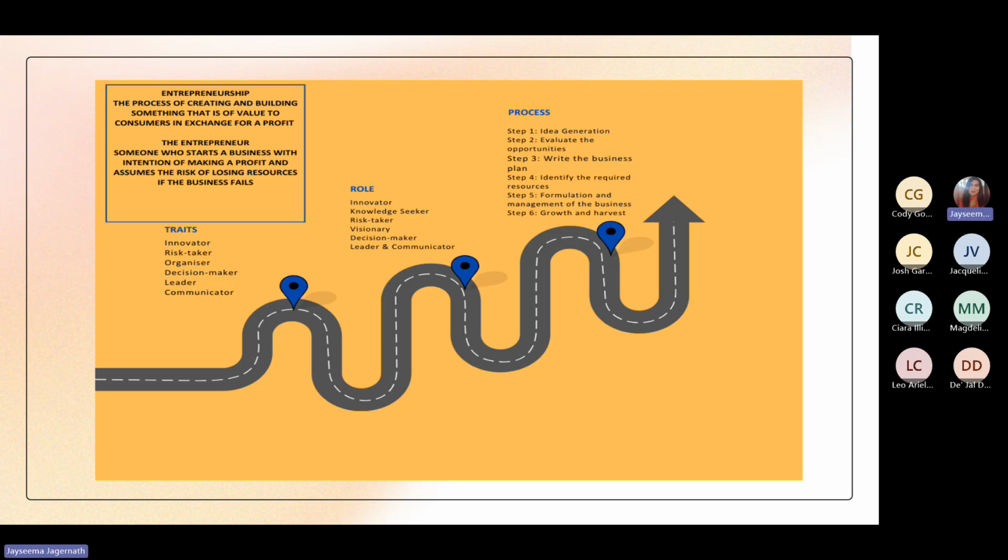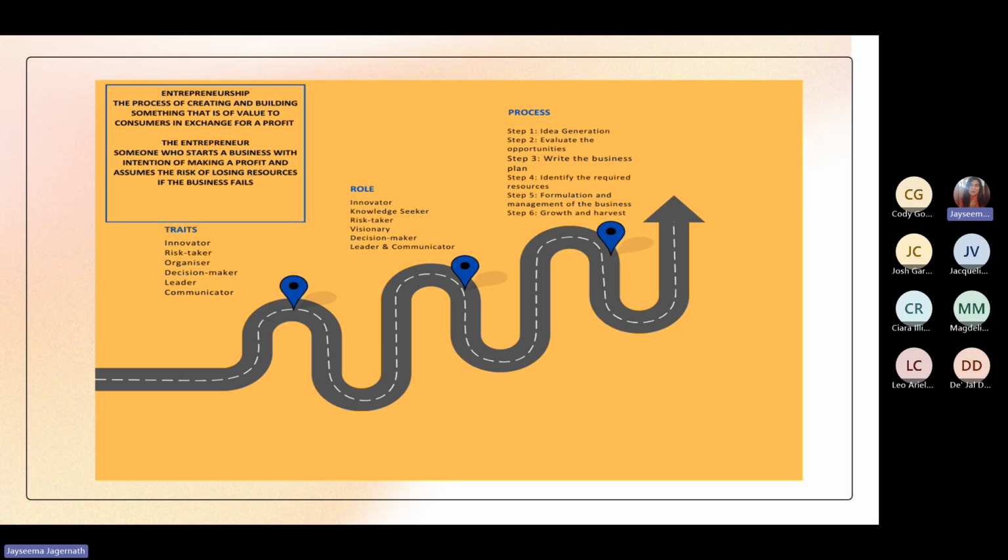Okay, so once you've done that and you've identified your required resources, you now need to start going with your business. Okay, so how do you actually acquire these resources? How do you form your business? How do you departmentalize it? What do you do with these resources in order to start your business?